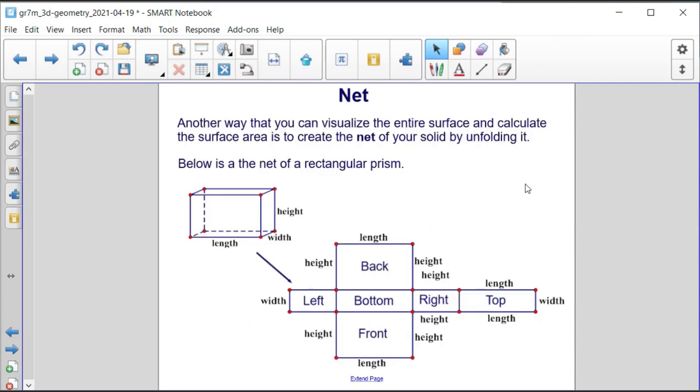Another way that you can visualize the entire surface and calculate the surface area is to create a net of your solid by unfolding it. So we have this rectangular prism with a length, width, and height, and if we take the 2 sides down and unfold the top, we would get the top all the way to the right, which is length times width. Then you would have this right rectangle with width times height right here. You would have the front and back going in their respective directions and have length times height as the numbers that you're multiplying together. Then you would have the bottom in between there, and then you would have the left side come down to the left. And similar to the right side, its dimensions are width times height.